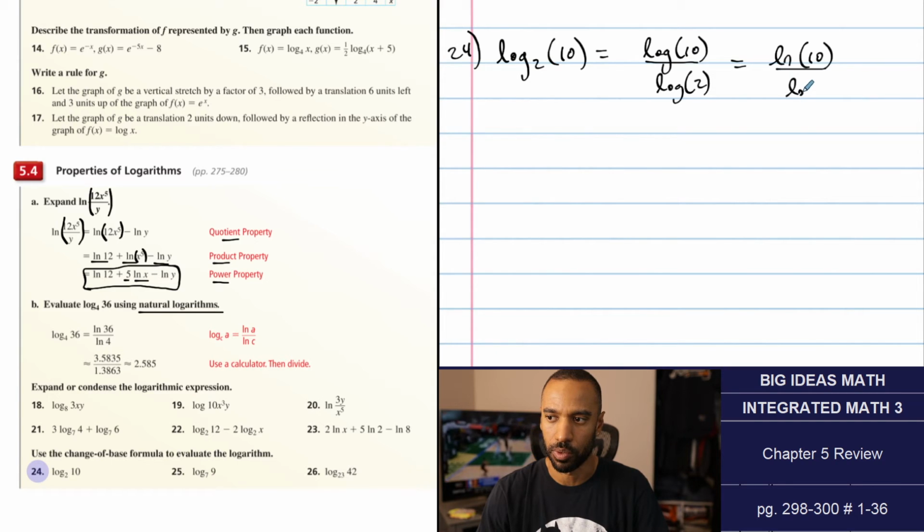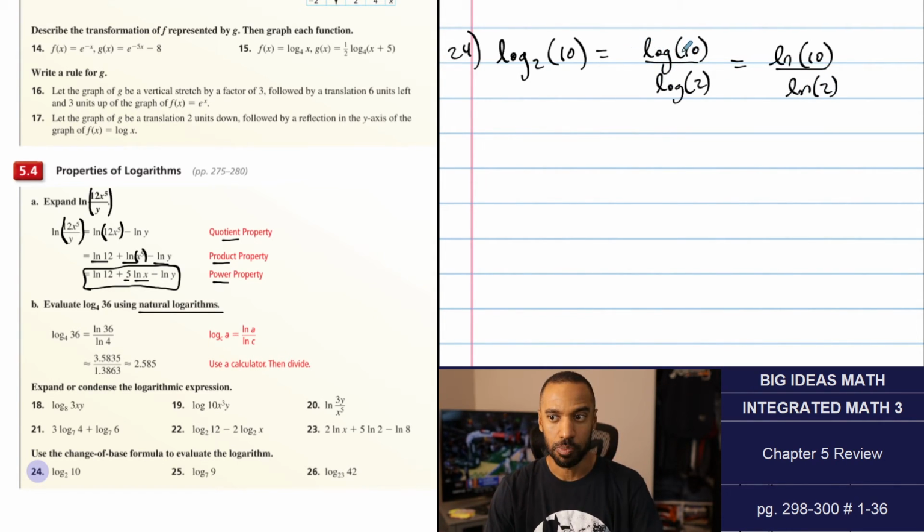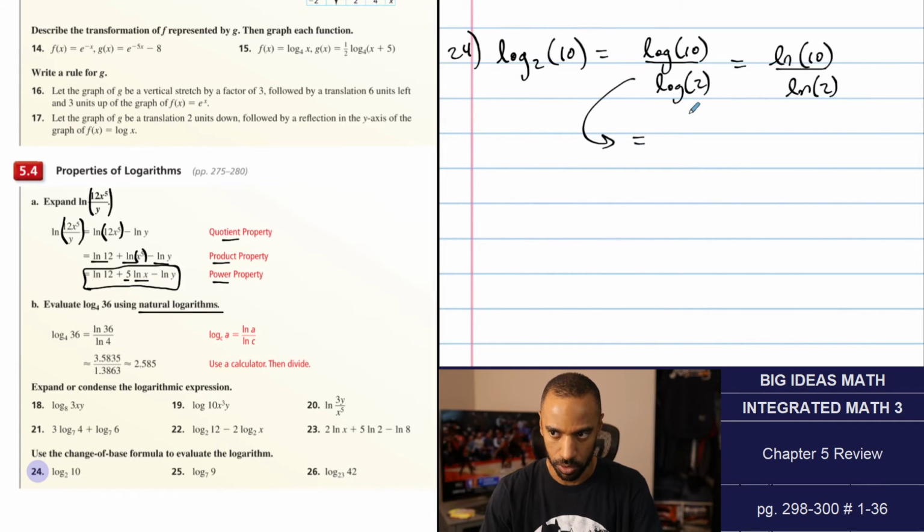You'll get the same result regardless. The reason I prefer this one isn't because I wrote log. It's because 10 is here, and log means common log. Therefore, when I write this one, log base 10 of 10 is 1. This is also 1 over log of 2.